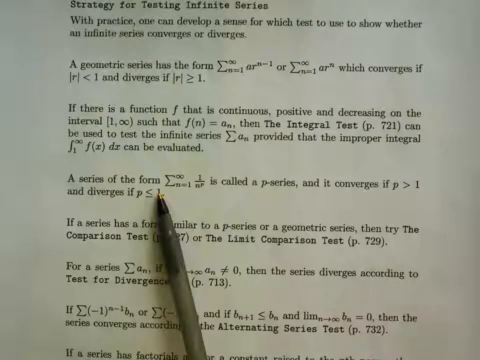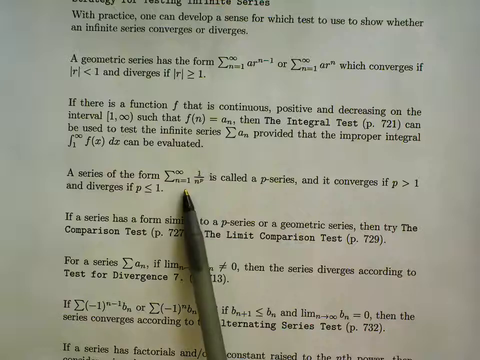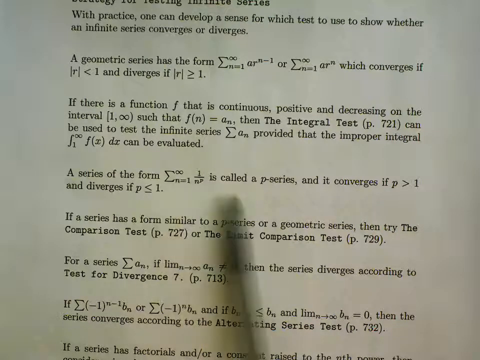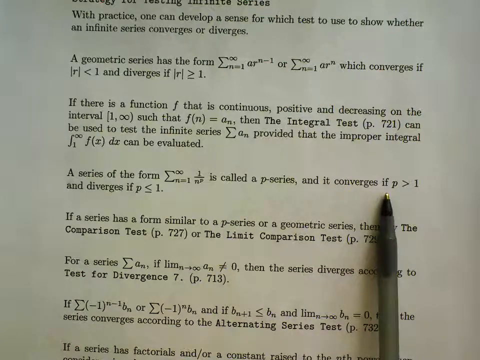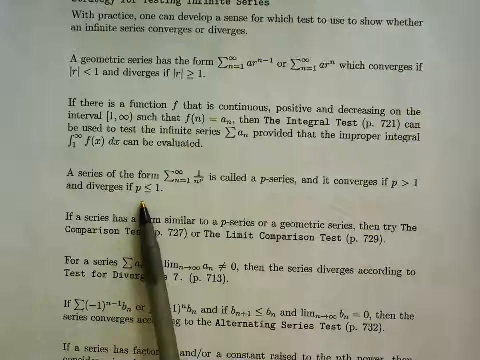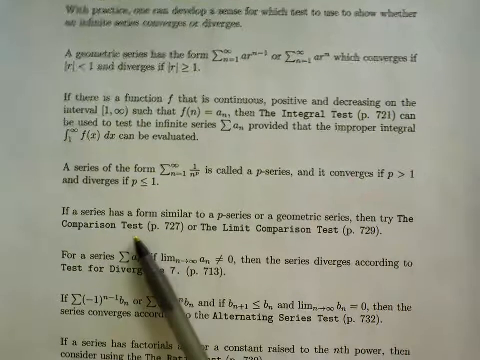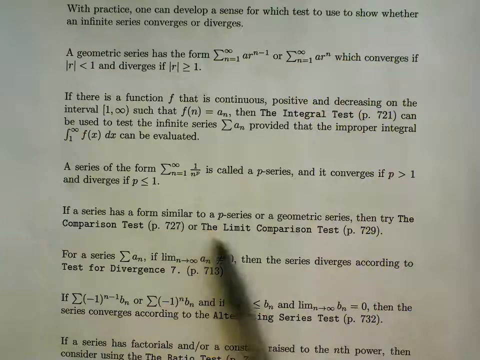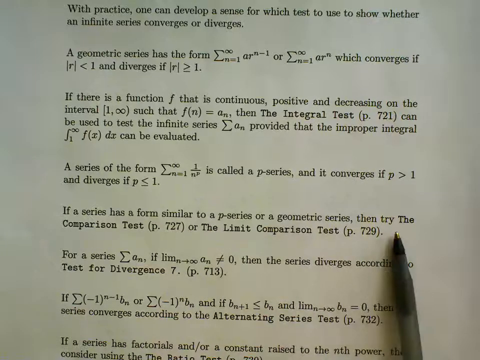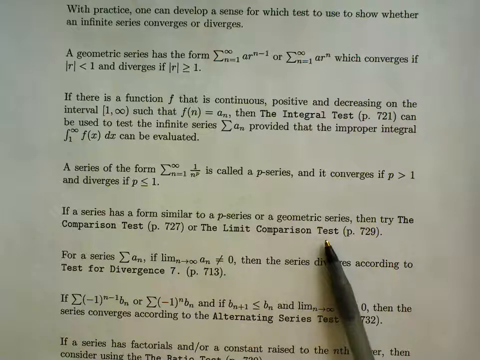A series of this form, the terms are 1 over n to the p as n goes from 1 to infinity. This is called the p-series, and it converges if the exponent p is greater than 1, and it diverges if p is less than or equal to 1. If a series has a form similar to a p-series or a geometric series, then the comparison test or the limit comparison test might be able to be used.